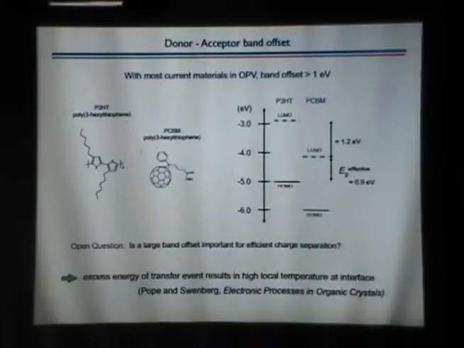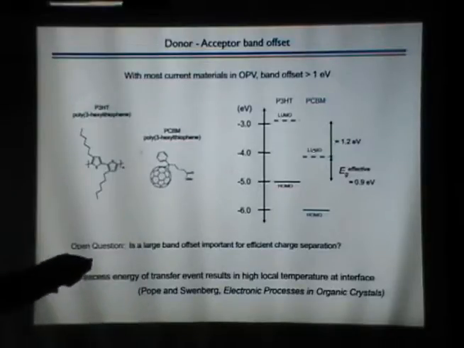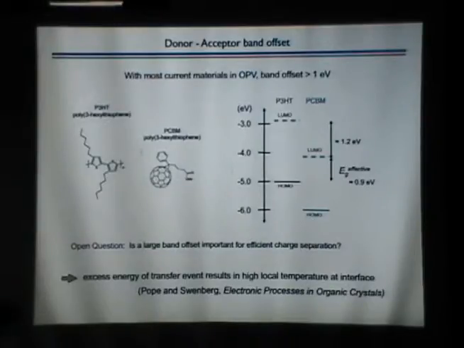Okay, so let's put some numbers on that band diagram. So here's our P3HT, here's the fullerene PCBM. And so roughly the HOMO of the P3HT is at -5 electron volts. The LUMO is at about -2.9, so it's pretty close to vacuum. Right? Vacuum's up here somewhere. And the LUMO of the PCBM is much lower down. In fact, the difference between the LUMO and the LUMO, which we'll call the band offset between the materials, is over a volt. It's a huge, huge band offset. And then its HOMO sits down here somewhere. So this gives you an effective band gap of about 0.9 electron volts.